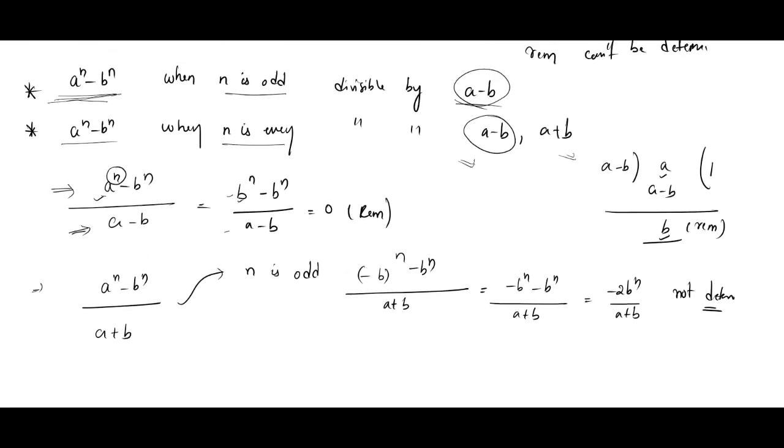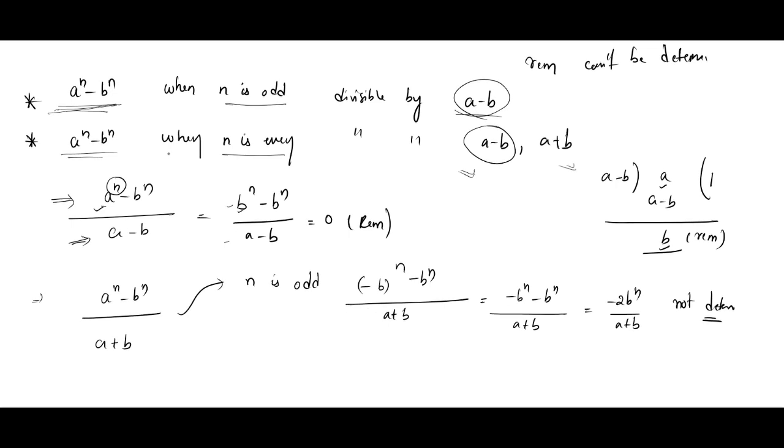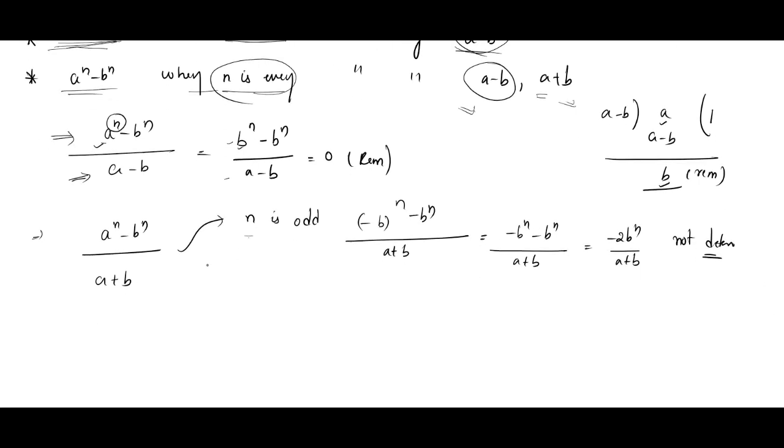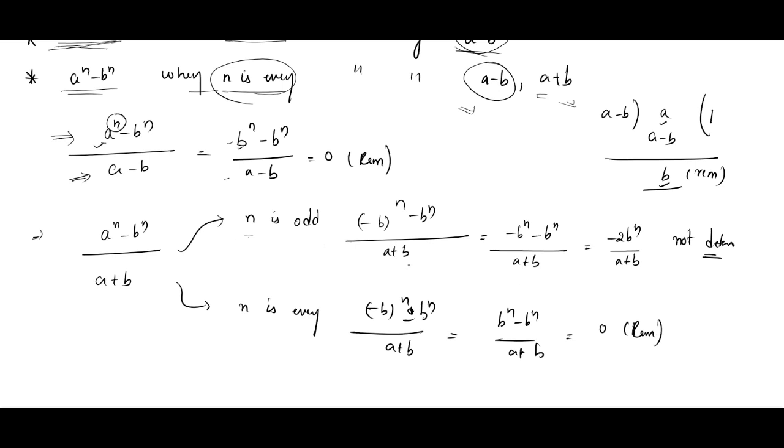Don't get confused. We wrote the statement that a power of n minus b power of n is divisible by a plus b when n is even. I did not write it for when n is odd, so that's why it is not determined. Now let's see the even case. When n is even, minus b whole power of n is positive, so you get b power n minus b power n by a plus b. So you got remainder 0. So a power of n minus b power of n is completely divisible by a plus b when n is even.